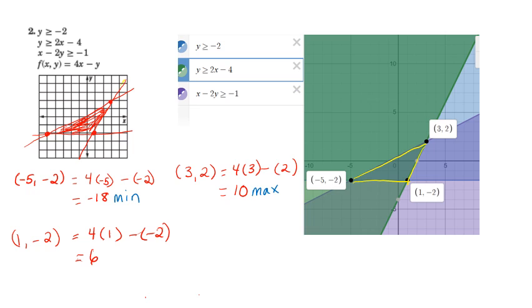Graph your inequalities. Find the enclosed region, pick your vertices for that enclosed region, and substitute each one of those vertices into the given function. Then find which was your minimum value and your maximum value. One thing: if more than one was 10, 10 is still the max. Or if more than one of these gives me negative 18, it's still the min. So no matter how many times it appears, it's still the max or the min.